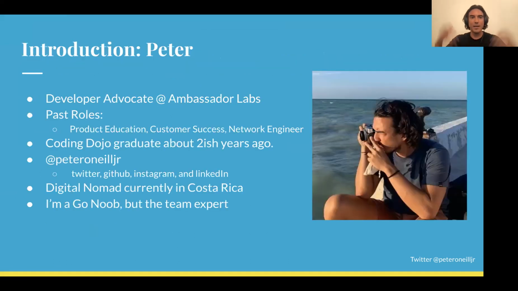So about me, I'm Peter. I'm a developer advocate for a company called Ambassador Labs. In the past, I've done product education, customer success, network engineering. I learned to code about 2 years ago from a coding boot camp called Coding Dojo. You can find me pretty much anywhere with the handle Peter ONeill Jr., Twitter, Instagram, LinkedIn, GitHub. I do the digital nomad trend where you work and travel at the same time. Currently hanging out in Costa Rica.